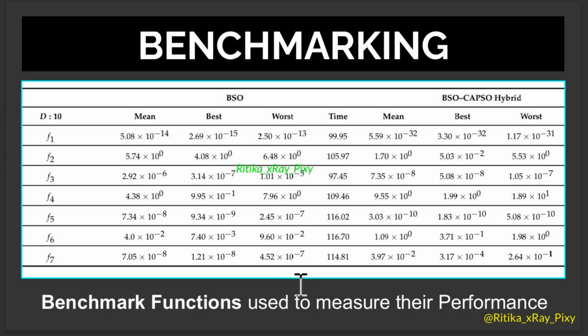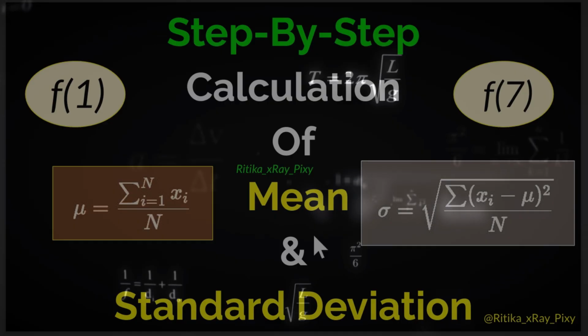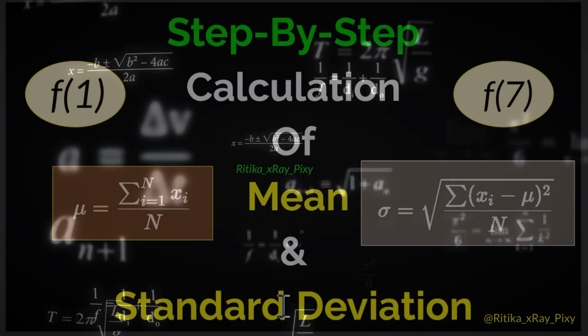Now it is clear that when evaluating optimization algorithms, we use benchmark functions to measure algorithm performance, and to ensure a fair comparison, we calculate mean and standard deviation from multiple runs of the algorithm. So why are we calculating mean and standard deviation? For fair comparison. Now step by step we will calculate mean and standard deviation.